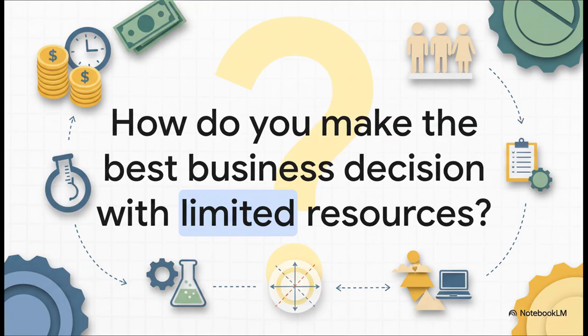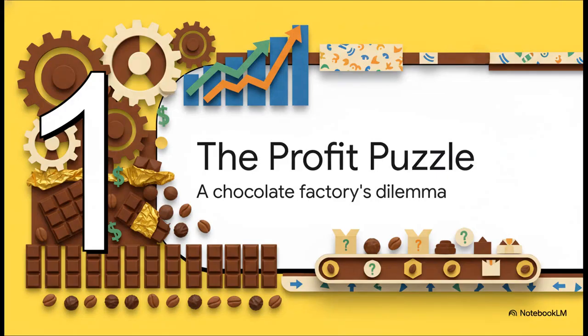Every single company has a finite amount of time, money, materials, and people. So the multi-million-dollar question is always this: how do you make the absolute most of what you've got? To really get a handle on this, let's walk through a classic business puzzle together. We're going to step into the shoes of a manager at a chocolate factory. And our job: figure out the perfect production mix to make the most profit possible.